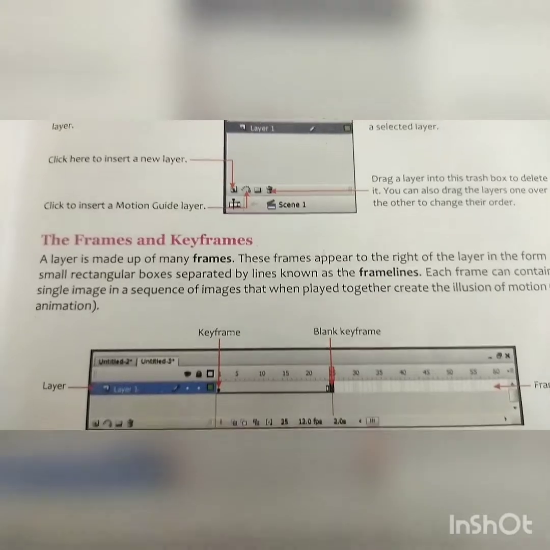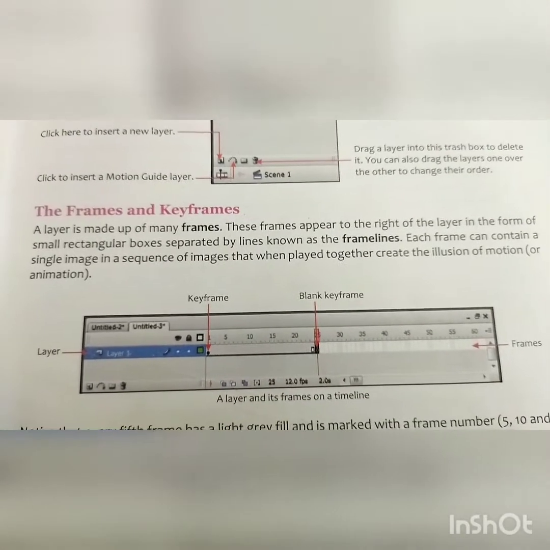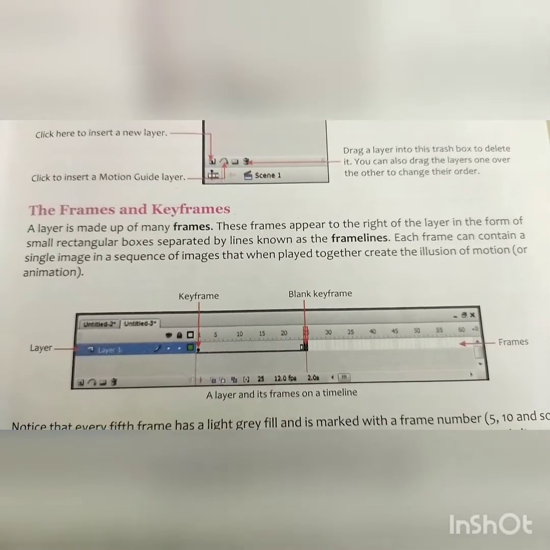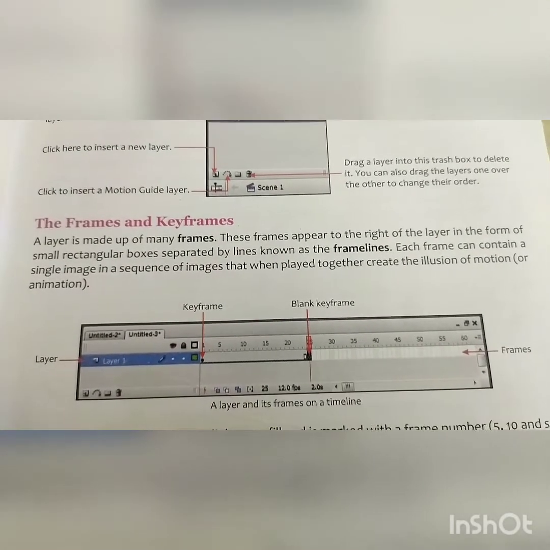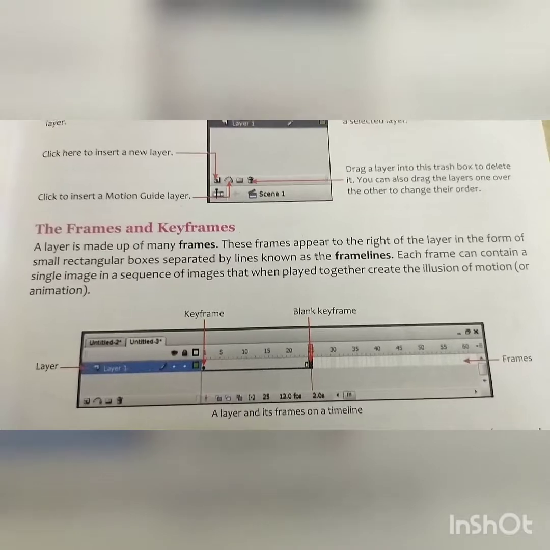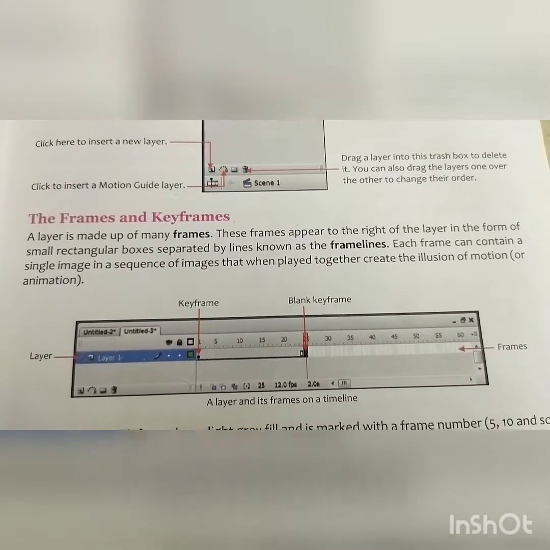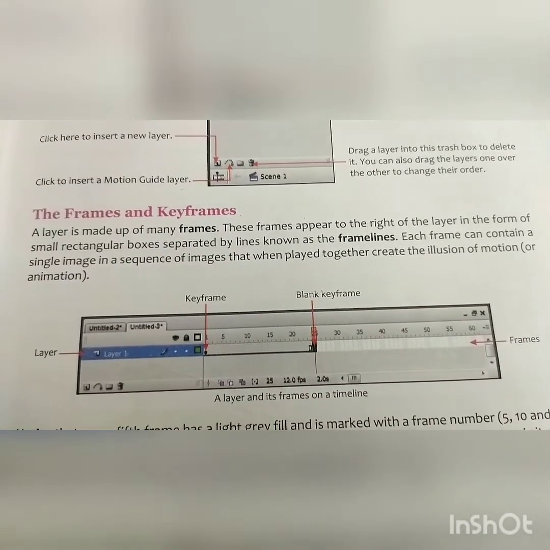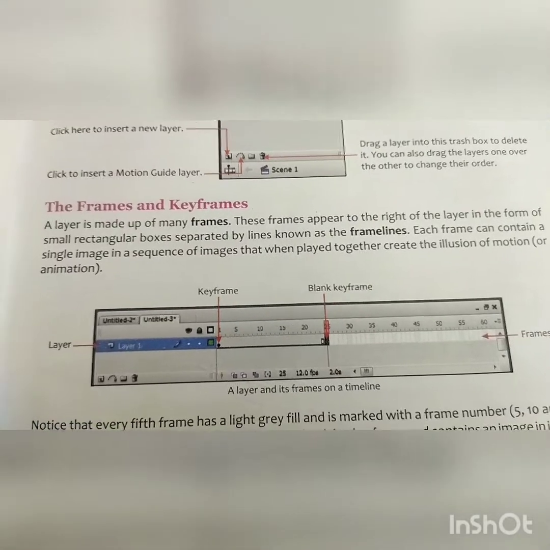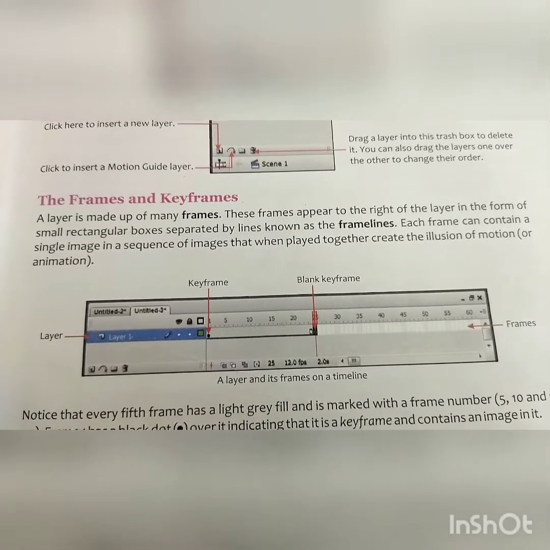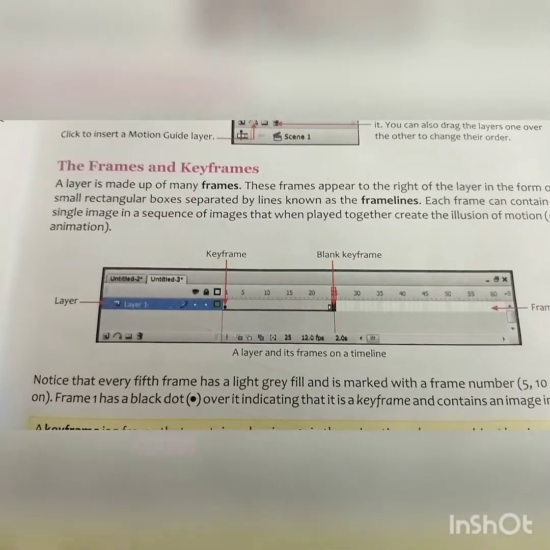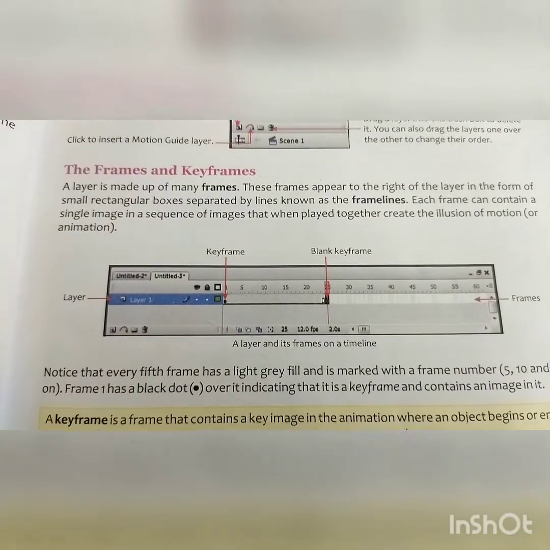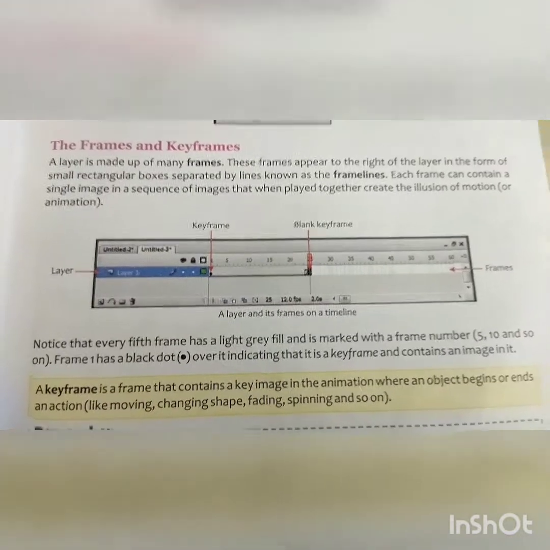Then the frames and keyframes, students. A layer is made up of many frames. These frames appear to the right of the layers in the form of small rectangular boxes separated by lines known as the frame line. Each frame can contain a single image in a sequence of images that when played together create the illusion of motion animation.